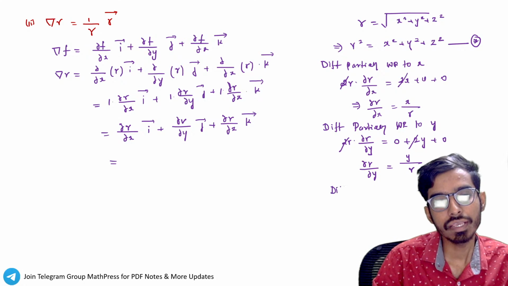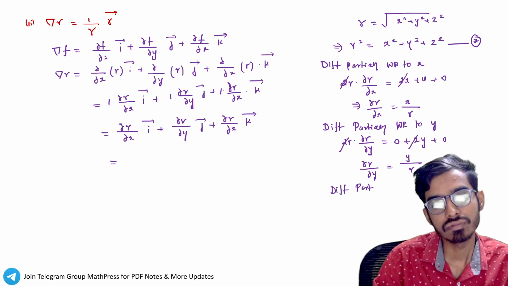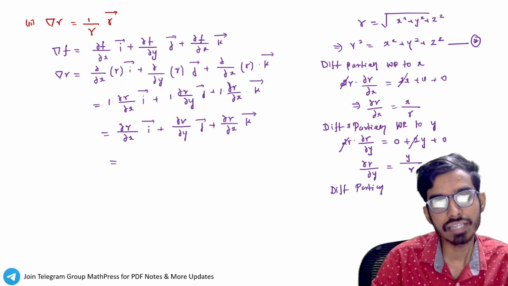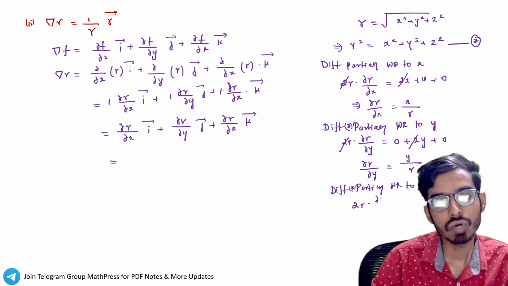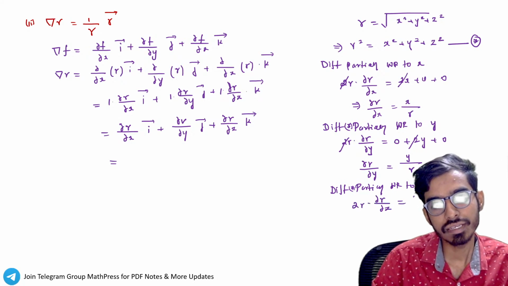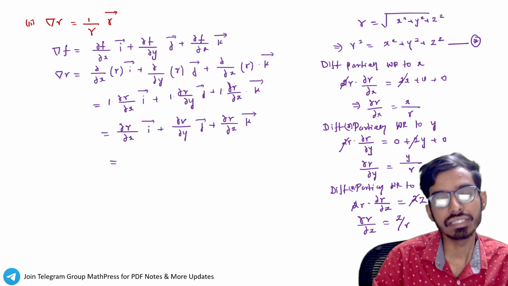Now similarly, you differentiate star partially with respect to z. So 2r dou r by dou z, here we will have 2z. This 2 will get cancelled. So dou r by dou z will be equal to z by r.